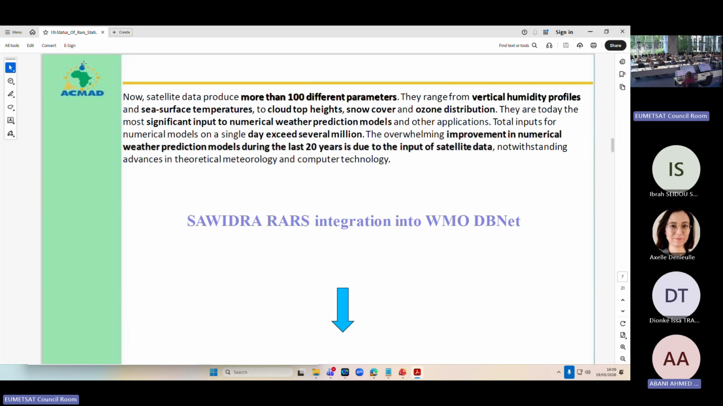This part is the very important one where we have been able, through the DBNet group and with the support of WMO and EUMETSAT, to prepare the injection of the data through GTS. The next slide, please.